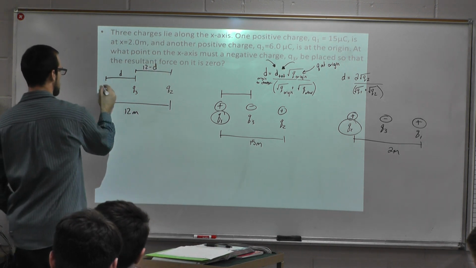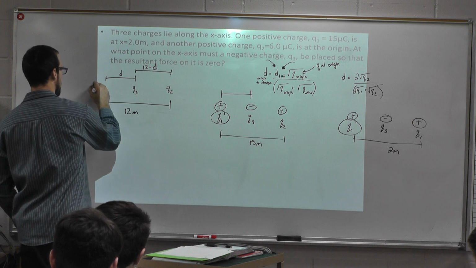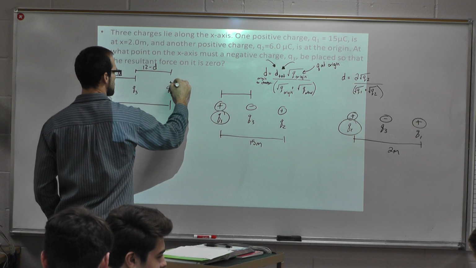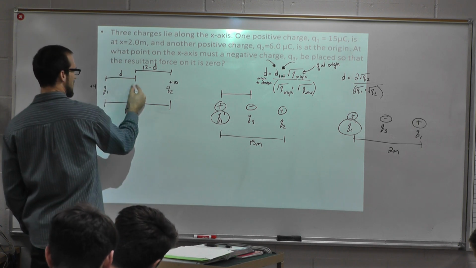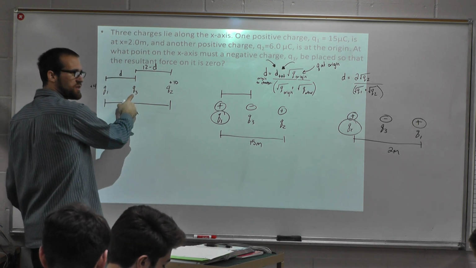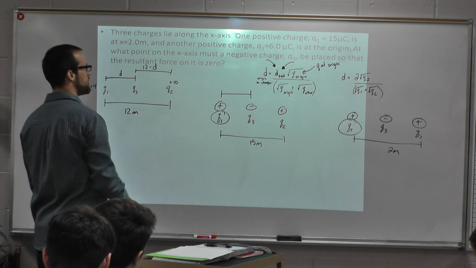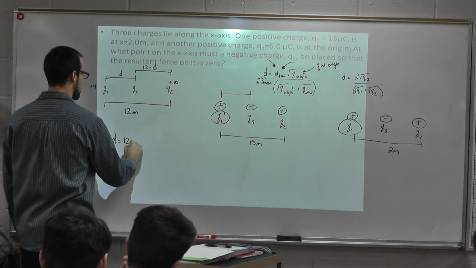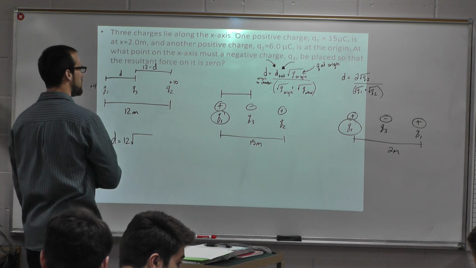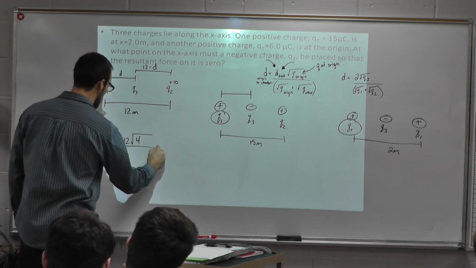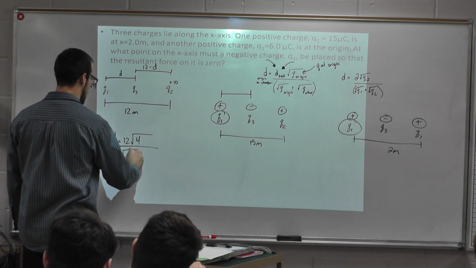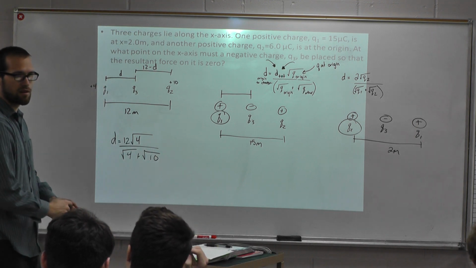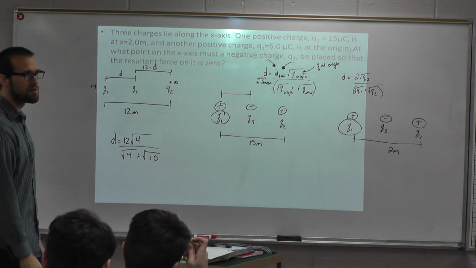Let's say this charge is plus 4. This is plus 10. They could give us a charge of this, but it doesn't matter. So when we're doing this problem, D is equal to 12 times the square root of my origin charge divided by the square root of my origin plus the square root of my other charge, 4 root 10 minus 8. Let's make it easy.